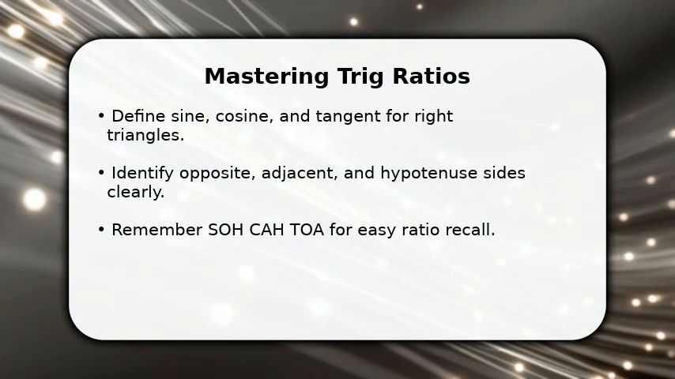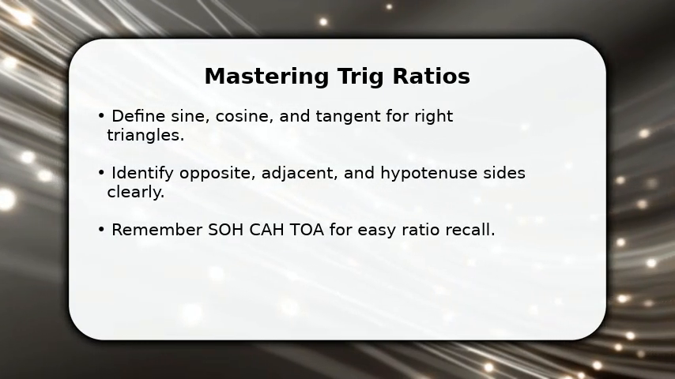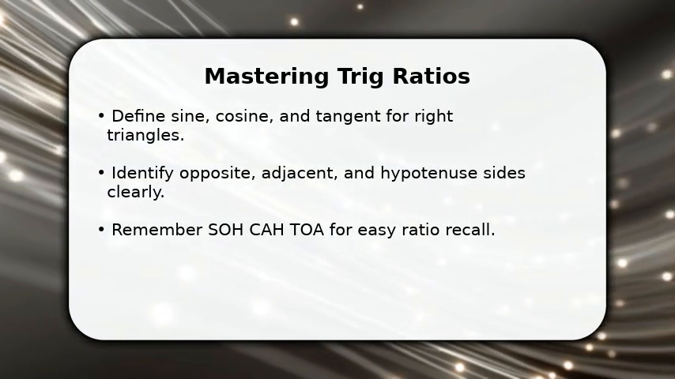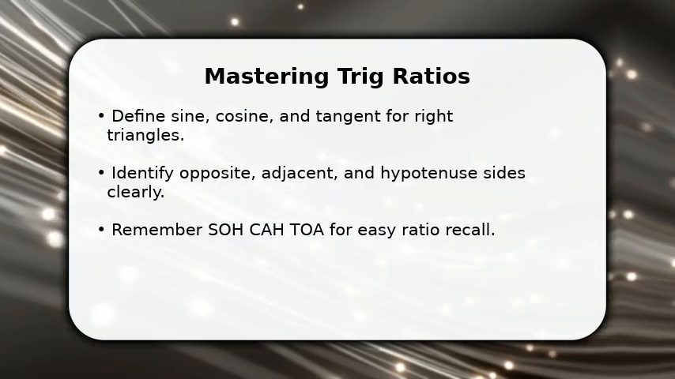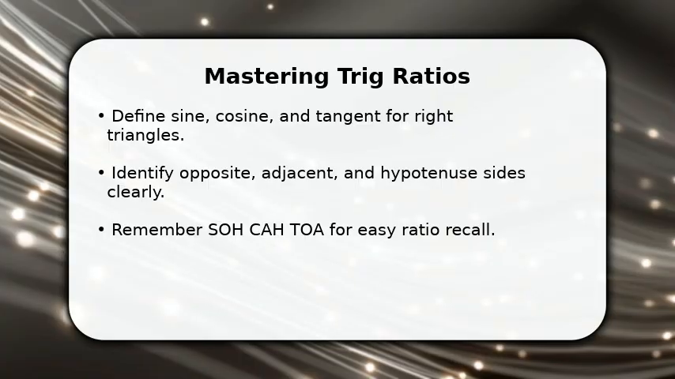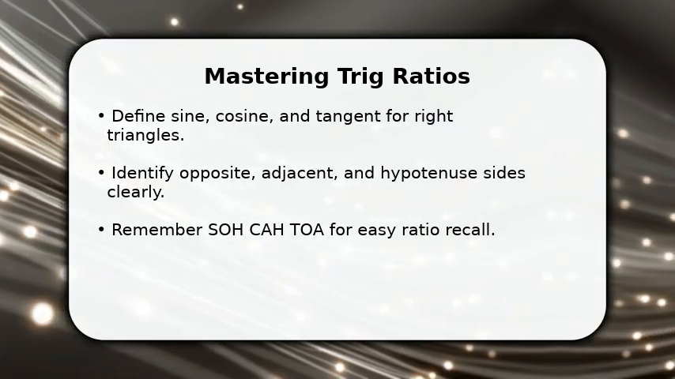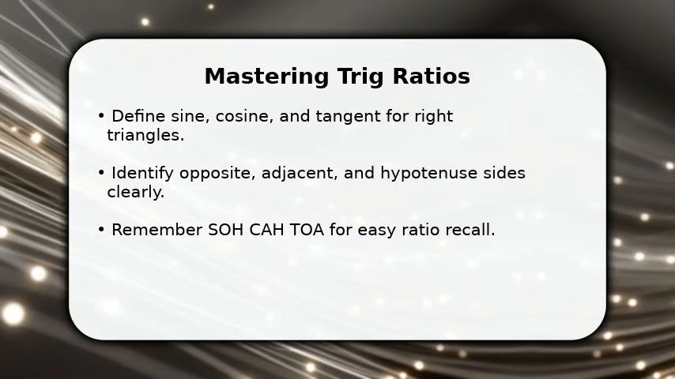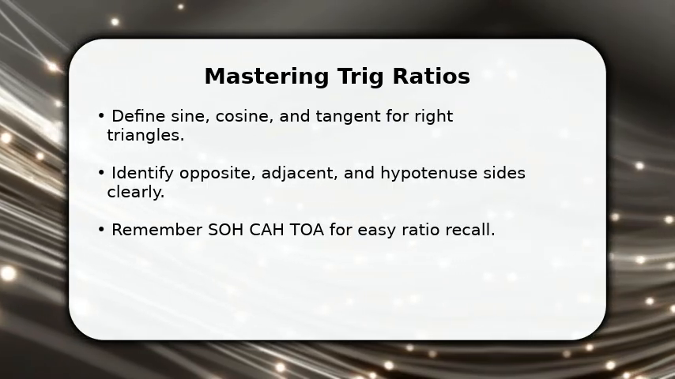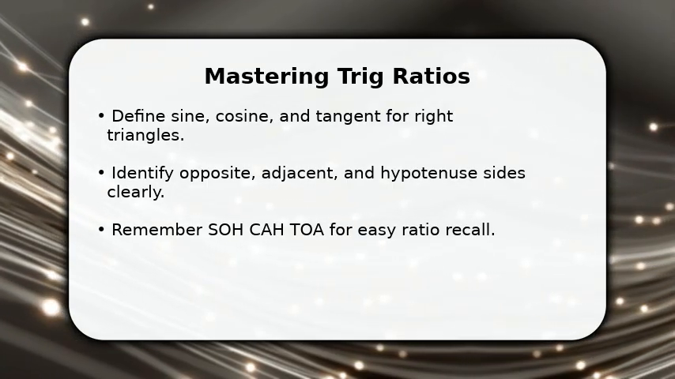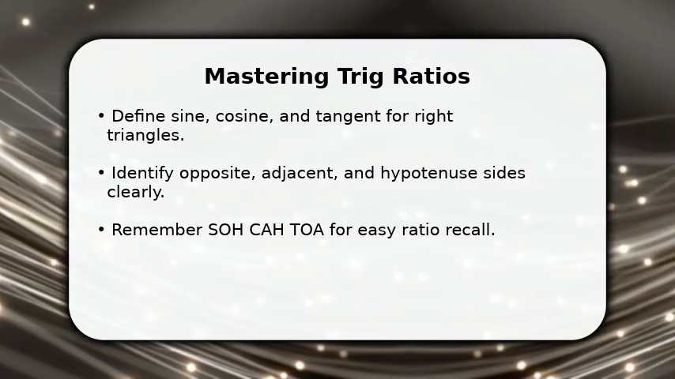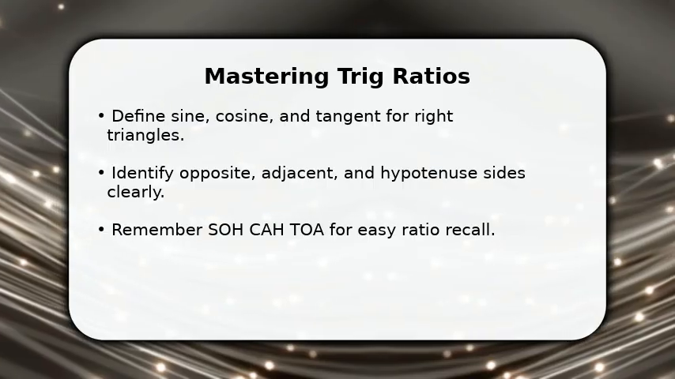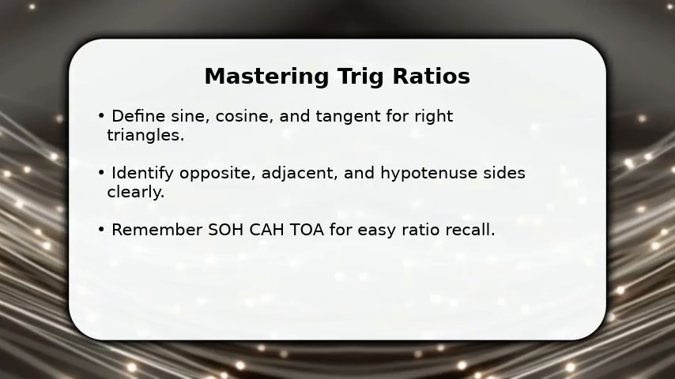In this video, I will explain how to learn trigonometric ratios of angles. Let's start by defining the three primary ratios: sine, cosine, and tangent. These are fundamental for understanding angles in right triangles. You'll learn to identify the opposite, adjacent, and hypotenuse sides relative to a given angle. We'll also cover the helpful mnemonic SOHCAHTOA to easily remember these crucial relationships.